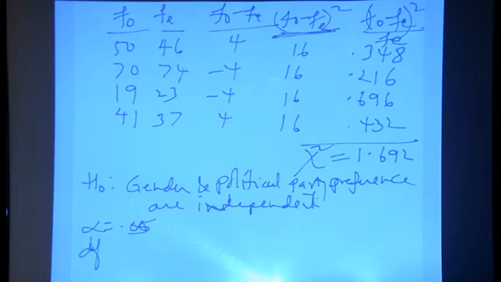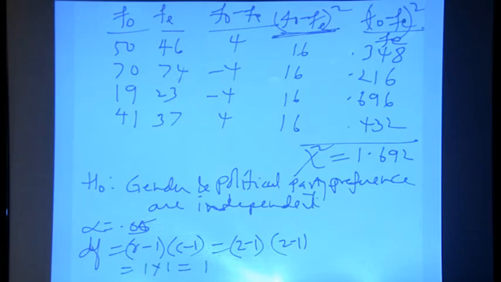Now, since we have two variables, the degrees of freedom is going to be r minus 1 multiplied by c minus 1. That means number of rows minus 1 multiplied by number of columns minus 1. We have only 2 rows, Democratic Party and Republican Party. So, 2 minus 1, and then we have 2 columns only, females and males, so 2 minus 1. That gives us 1 times 1, which is equal to 1. So, degree of freedom is 1.